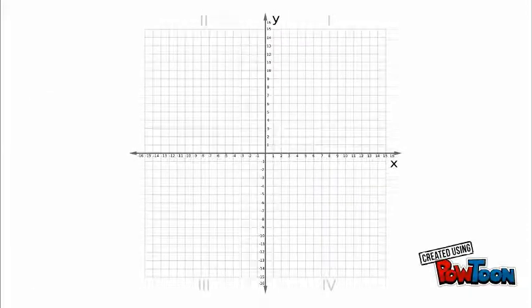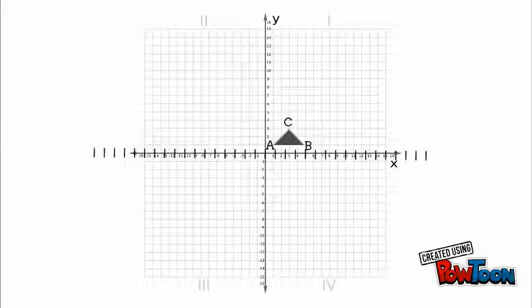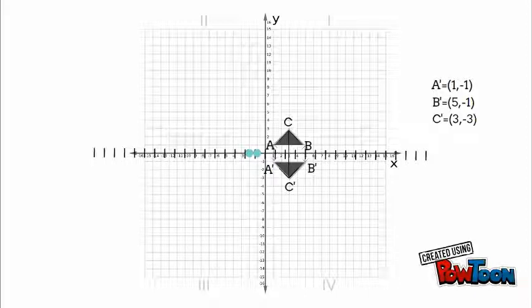For example, let's put our triangle back in its original position. We then make a line of reflection that runs through points -1, 0, and -2, 0. We then count the distance from each point and find a point that's equidistant on the other side of the reflection line. This puts A prime at 1, -1, B prime at 5, -1, and C prime at 3, -3.